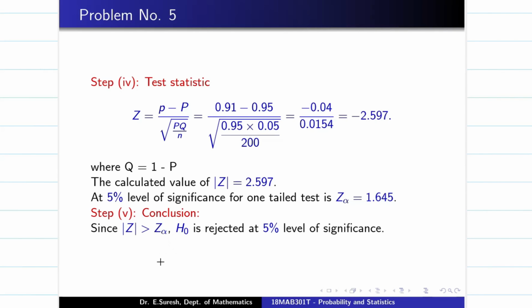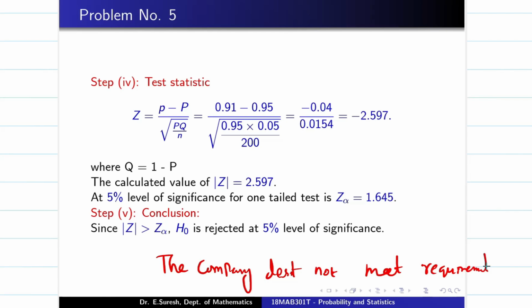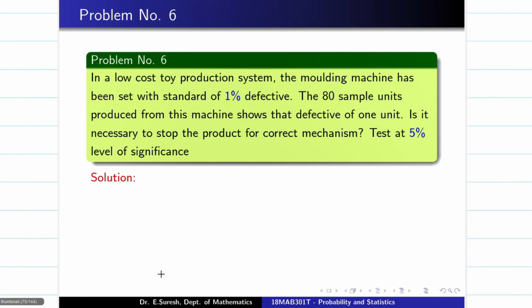Okay, so I now have to say the company does not meet the requirements. So write something like this, okay? In your own words, the final decision. Done, guys. So now you understand the difference between one tail and two tail. Okay, let us see one more question for clarity.